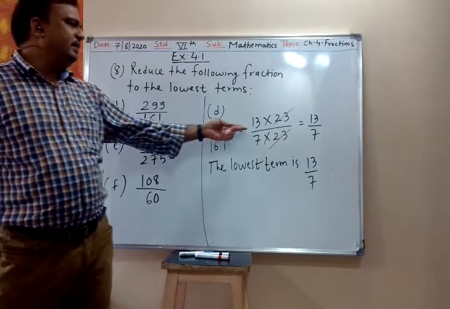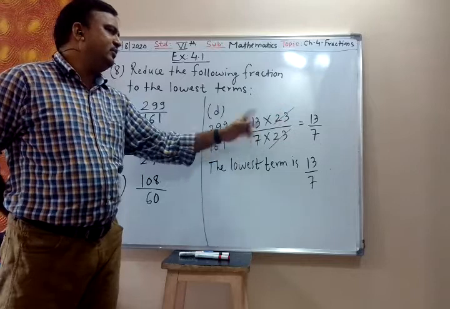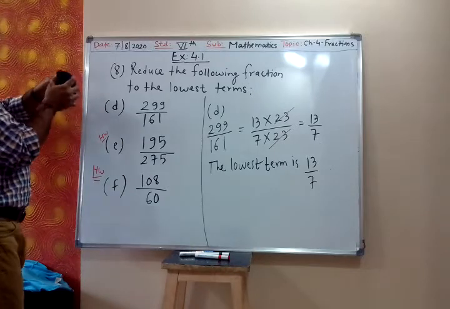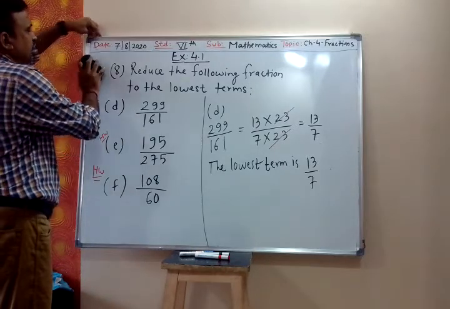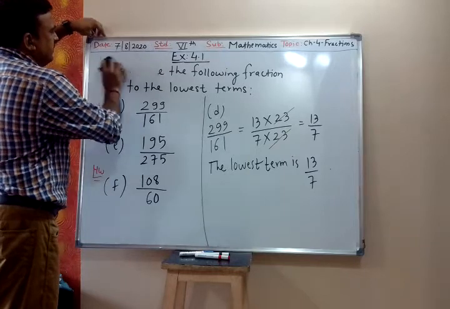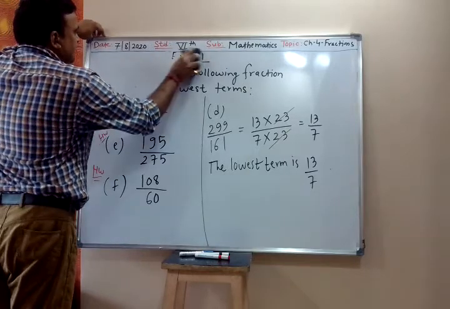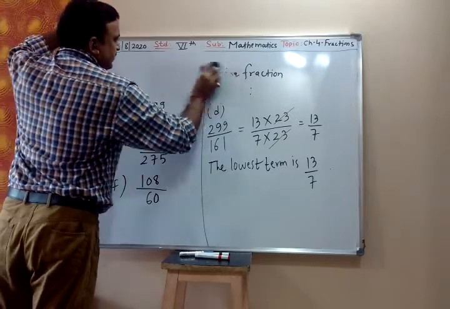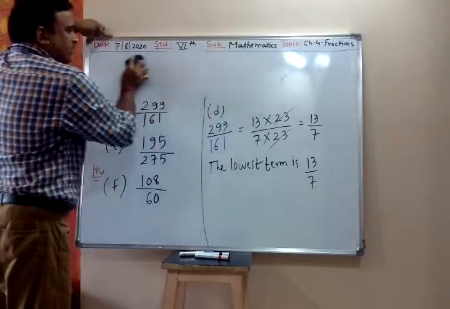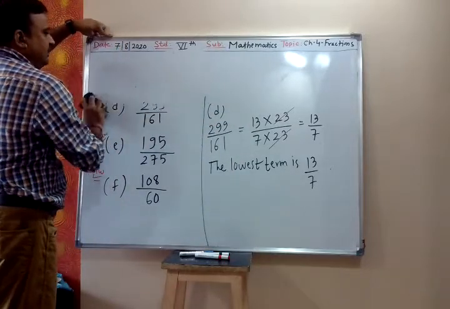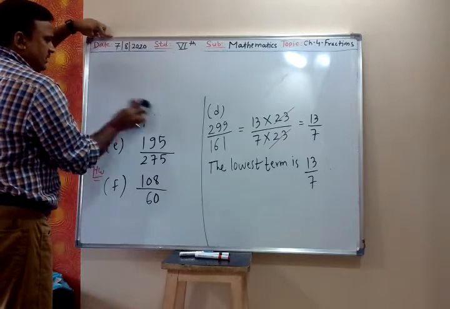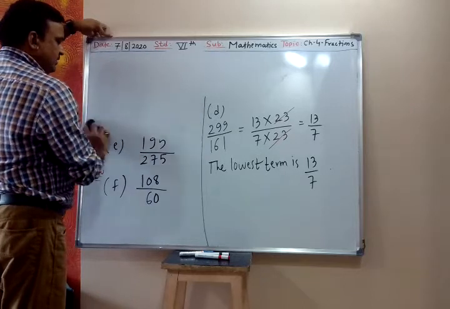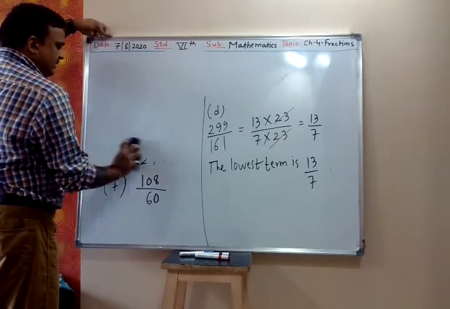You can write 23 into 7. You can cancel this side and this side, no problem. But the number should be the same, and they must be in the numerator and denominator. We can cancel the same number in numerator and denominator. Remember, because 299 we can write 13 into 23, and 161 I can write 7 into 23.